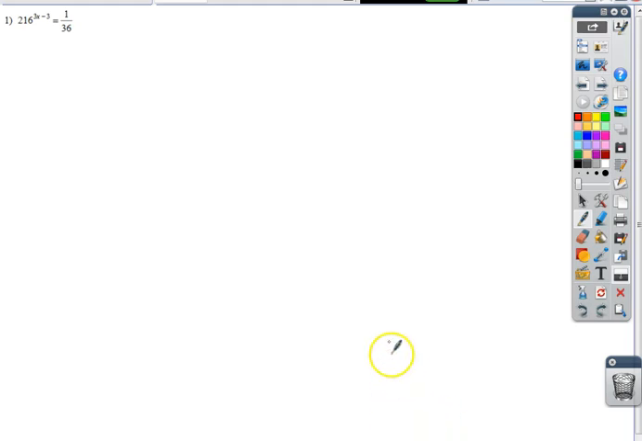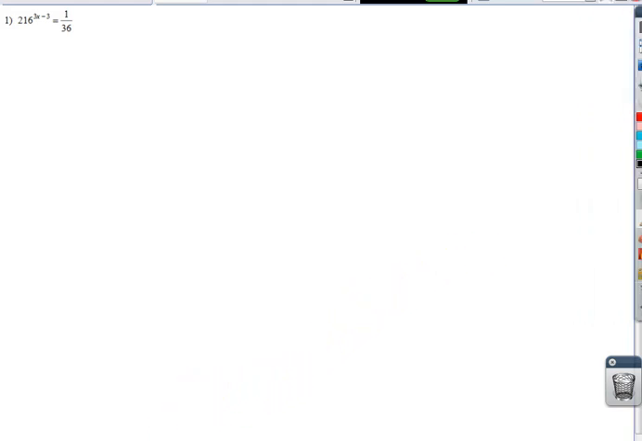So this first problem here, what we are going to do is I am going to make the bases the same. How, you may ask? Well, I see that I have something equaling something else. If I'm able to make them have the same base, then I can definitely set the exponents equal to one another. Luckily for us here, I know that 36 is 6 squared, and that 216 is 6 to the third.